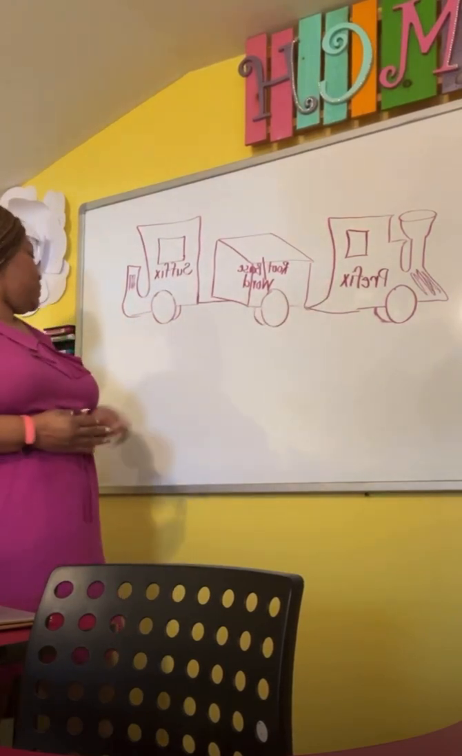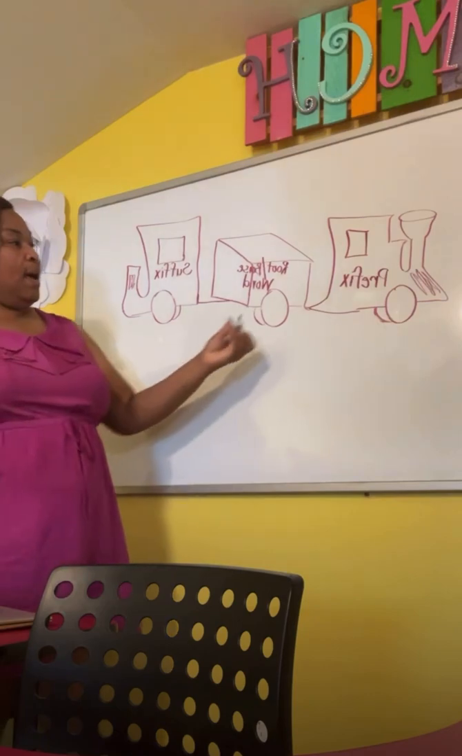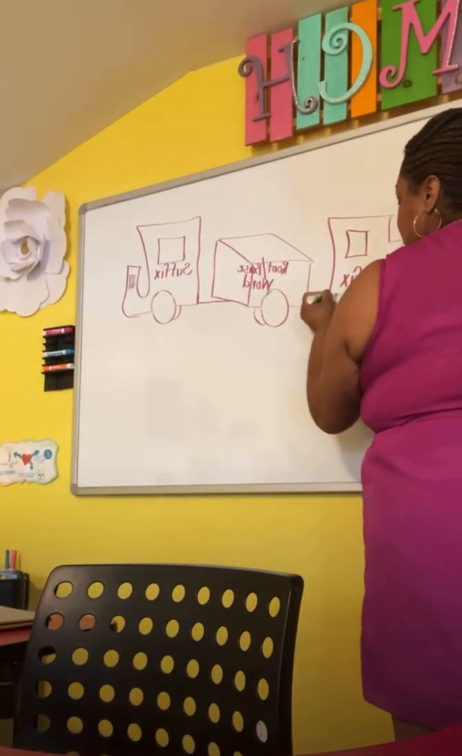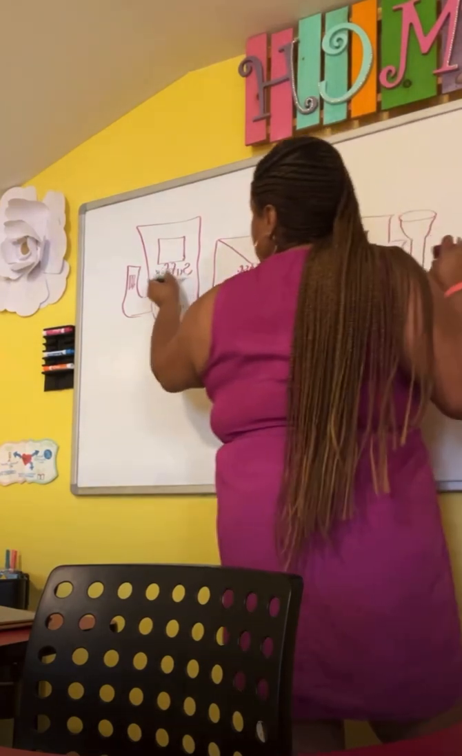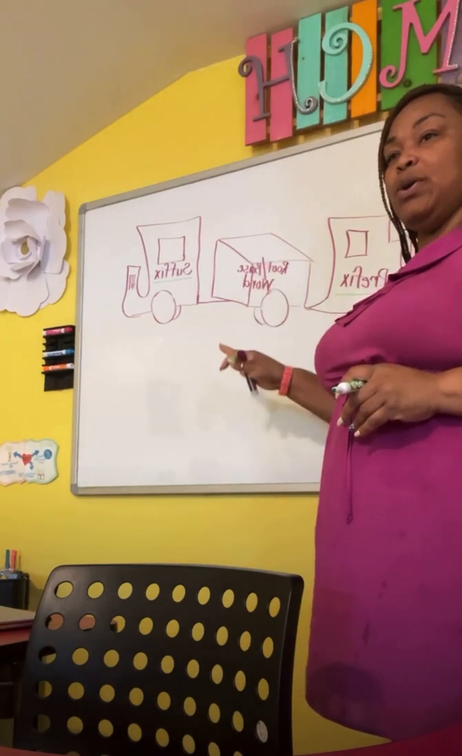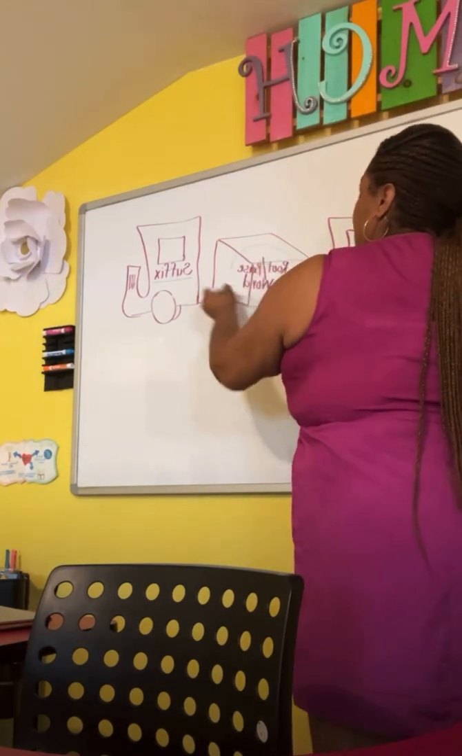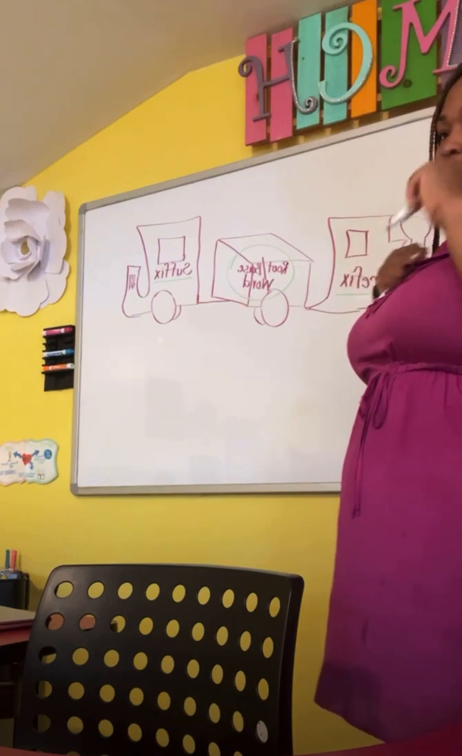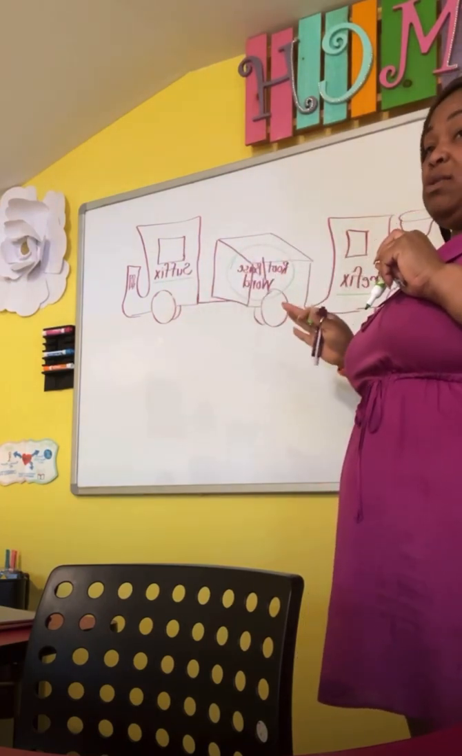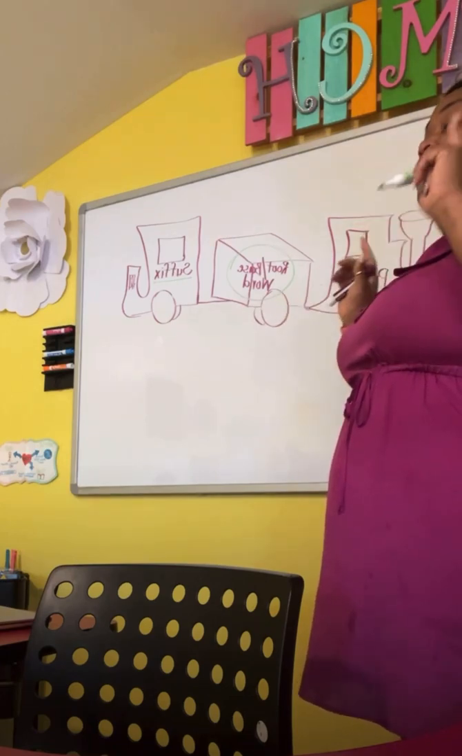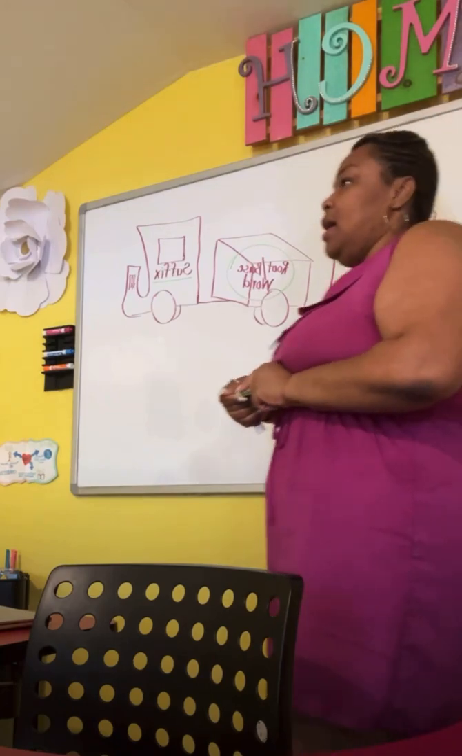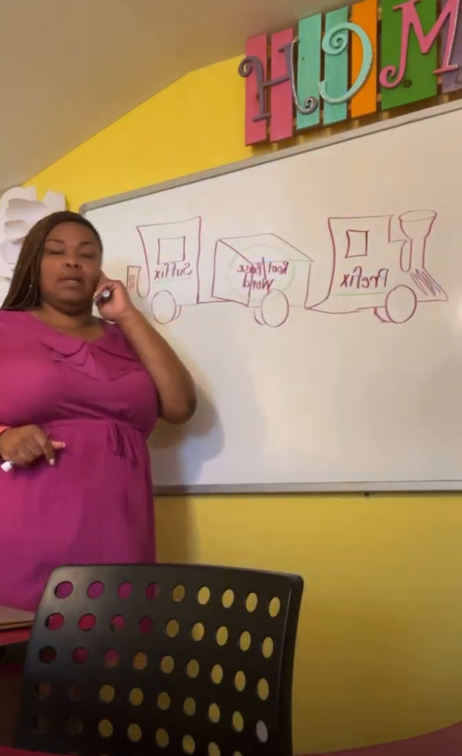Now, a prefix, I should have marked it in a different color, is a word part, okay? A suffix is a word part. The only actual word is the base or the root word. These are just word parts. They can change or add meaning to a word, but they're not a word when they stand alone. Does that make sense?